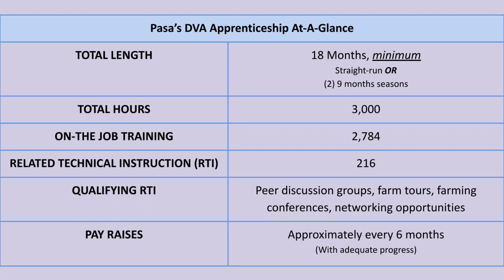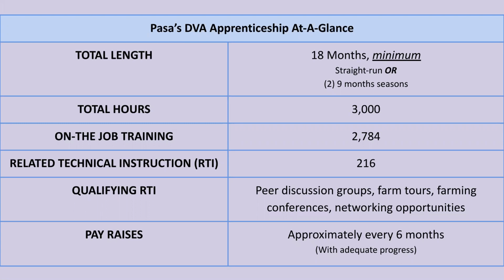Our program runs generally around 18 months. If somebody's working full time, that can be about a straight run of 1.5 years. Or it can be broken up into 2 9 to 10 month seasons with a winter or some kind of gap built in there. Ours is registered with the state as 3,000 hours, with 90% of that, 2,784 hours, being on the job training and the balance, the 216, as related technical instruction.